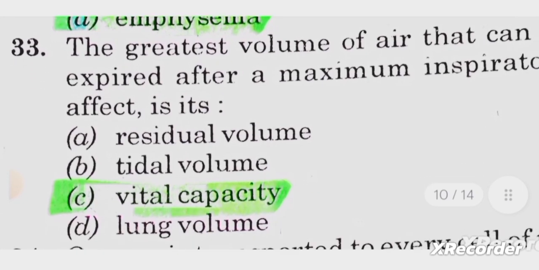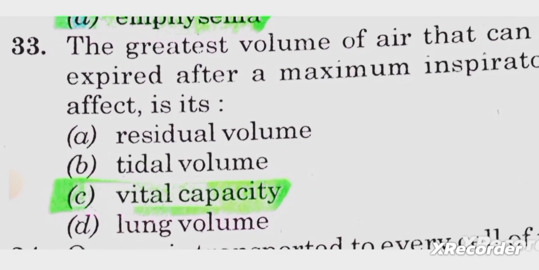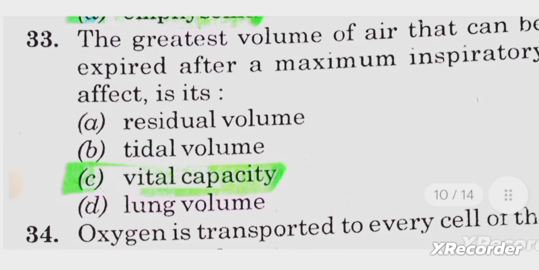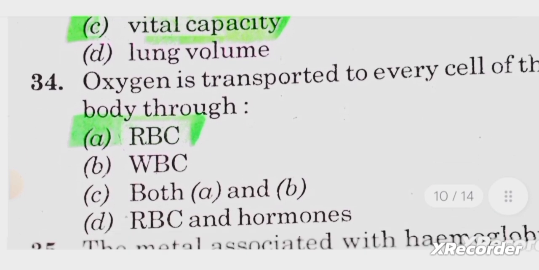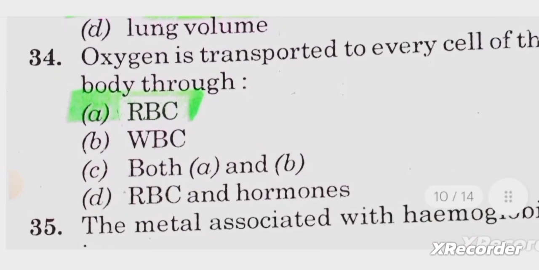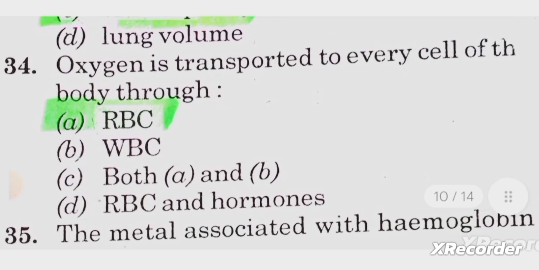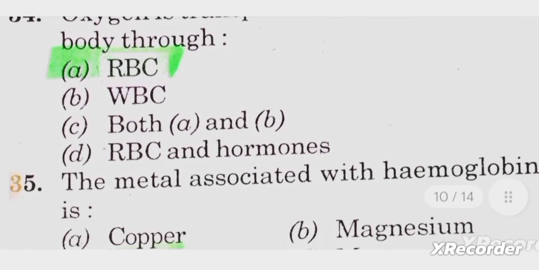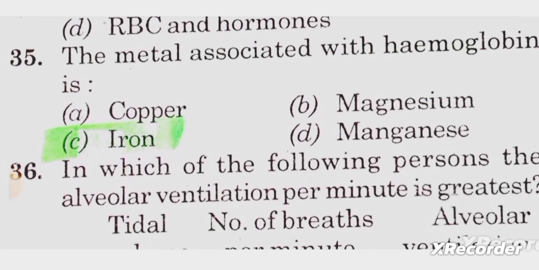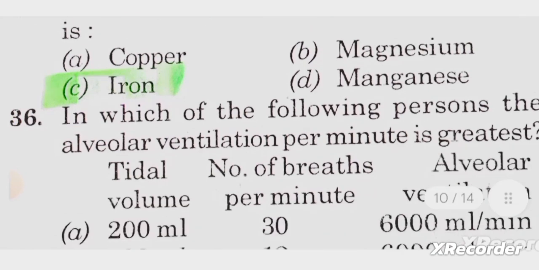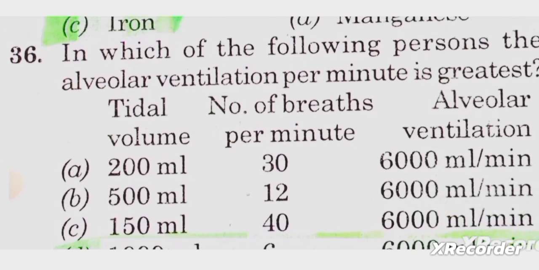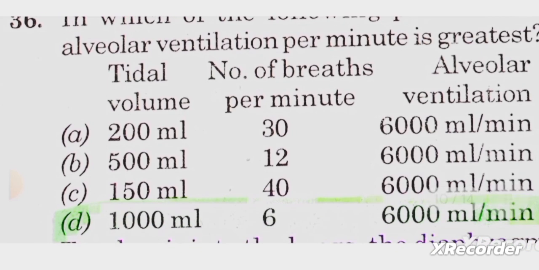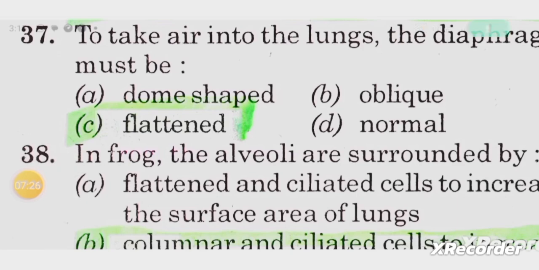Next, 33. The greatest volume of air that can be expired after a maximum inspiration is answer C, vital capacity. 34. Oxygen is transported to every cell of the body through answer A, RBC. Next, 35. The metal associated with hemoglobin is answer C, iron. Next, 36. In which of the following persons is the alveolar ventilation per minute greatest? Answer D, 1000 ml volume per minute, ventilation 6000 ml per minute.